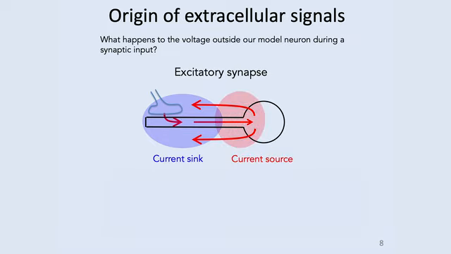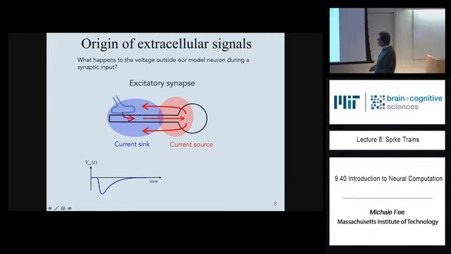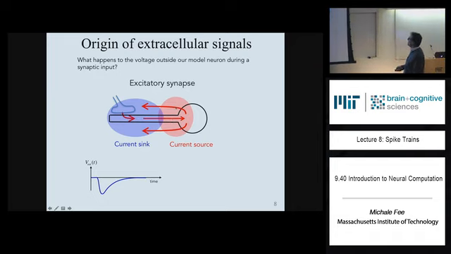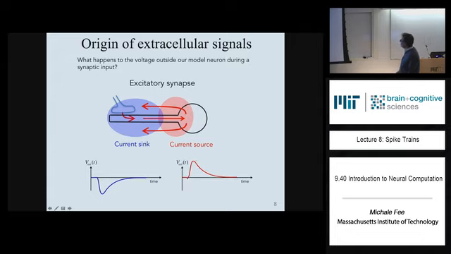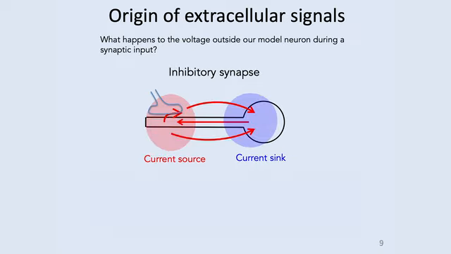The region near the soma looks like a current source as current flows out of the soma and back to the current sink. You can see that in this case, you have charges flowing into the cell, and that should correspond to a decrease in the extracellular voltage. Near the soma, you have positive charges flowing into extracellular space from the inside of the cell, and that corresponds to an increase.